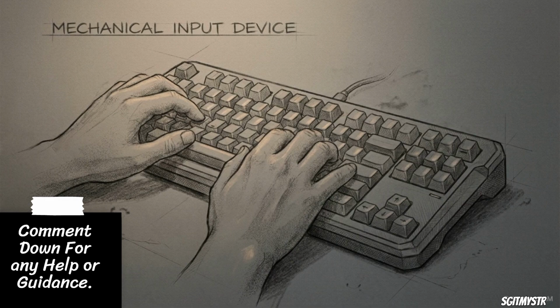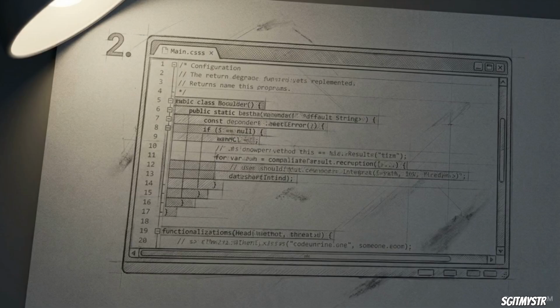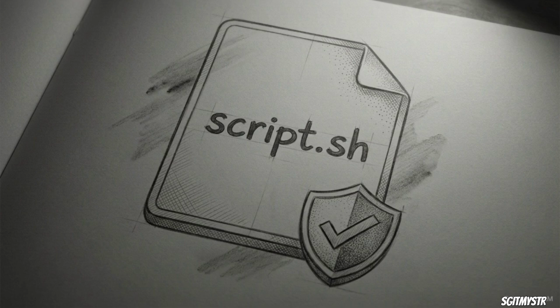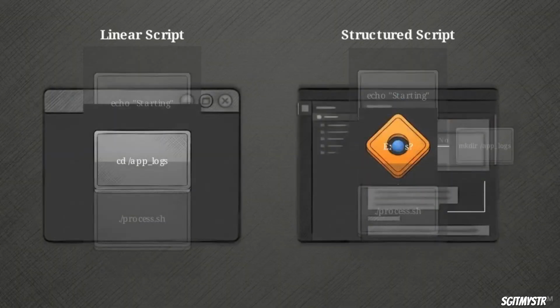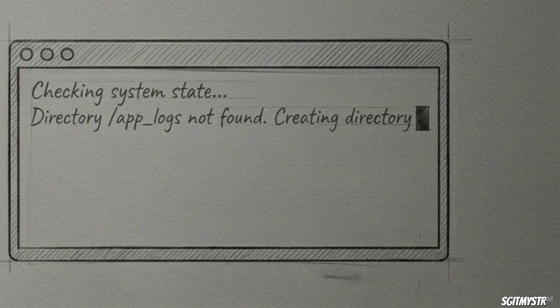To follow along, you will need 3 things: an open terminal window, a basic text editor, and the foundational knowledge of how to create and save an executable bash file. Moving from linear commands to structured logic changes the script's relationship with the system. Rather than executing blindly, the script now evaluates the environment and reacts to the specific conditions it finds.